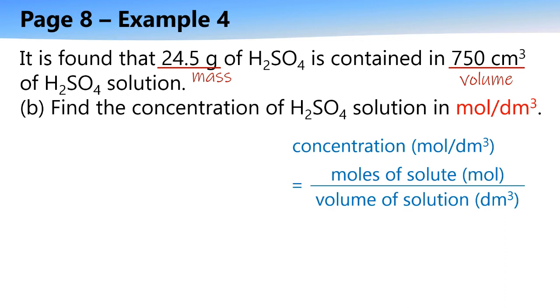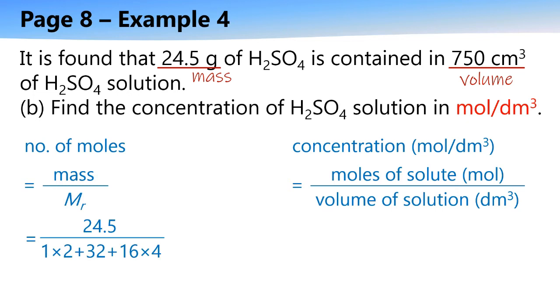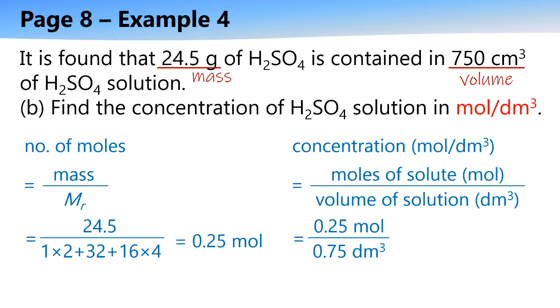We actually need to use one of the formulas that we have learned before, which is number of moles is mass divided by Mr. In this case, it will be 24.5 over the Mr of H2SO4, and I get 0.25 moles. So now I can finally find the concentration in moles per dm3, which is 0.25 divided by 0.75 dm3. I've converted the volume from cm3 to dm3, and I get 0.333 moles per dm3, rounded off to 3 significant figures.